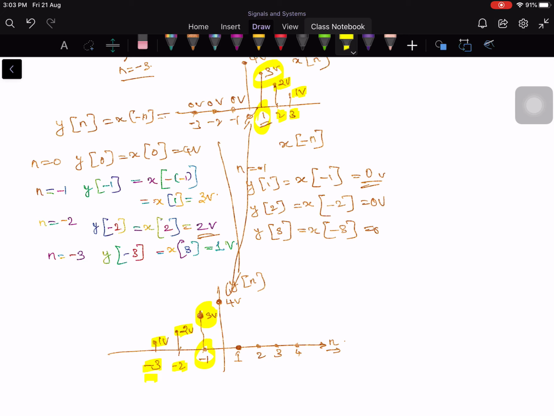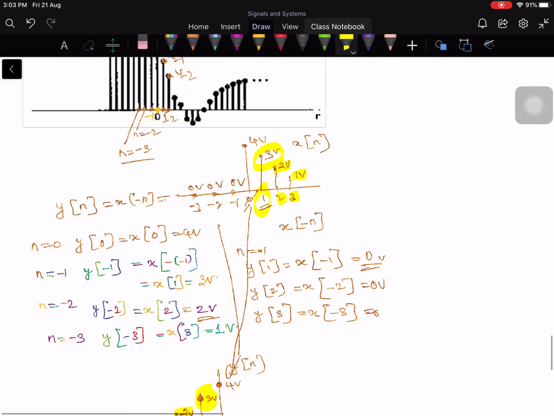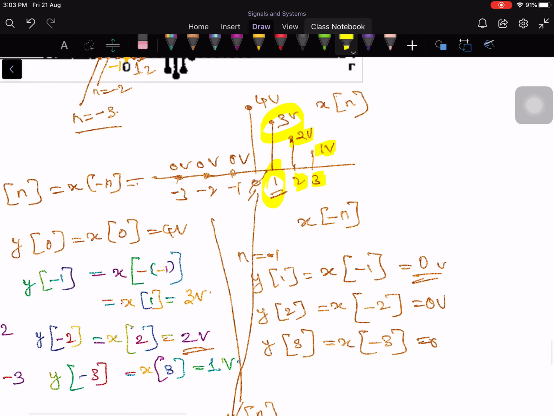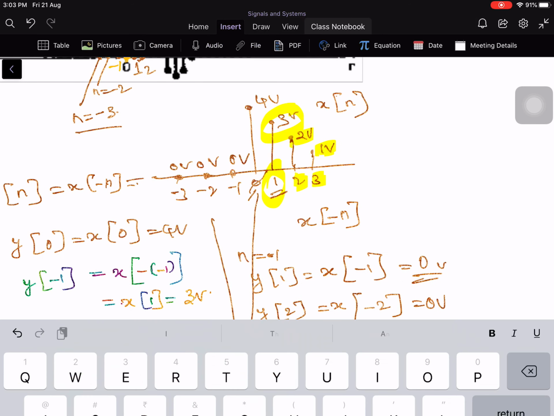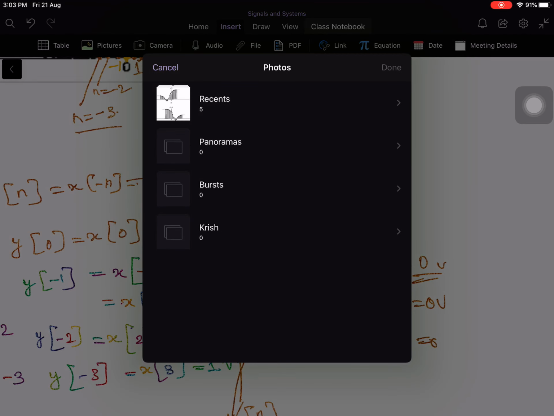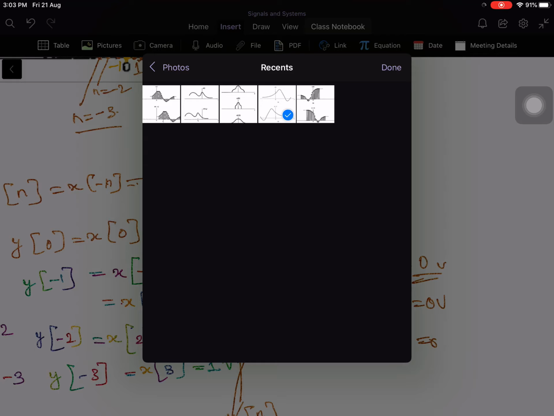Now let me consider one more example for this operation. Insert pictures. Which one is that? This operation, this signal.